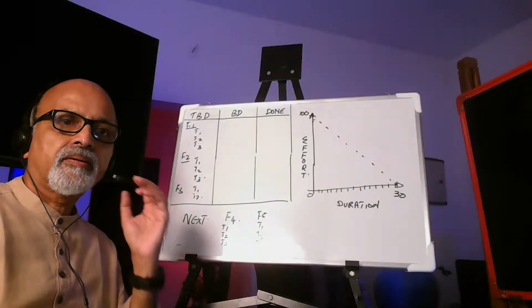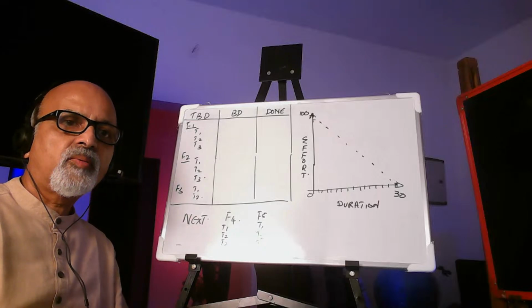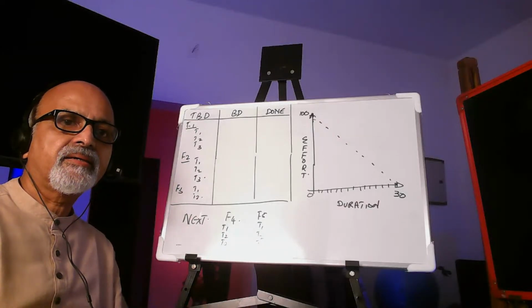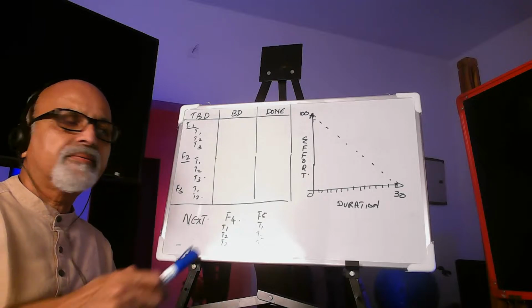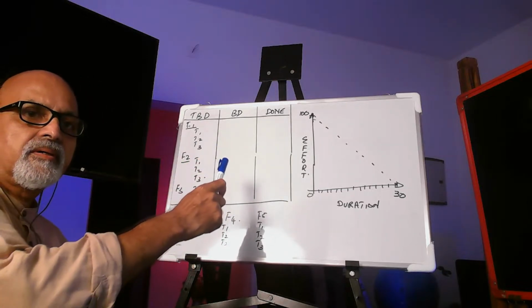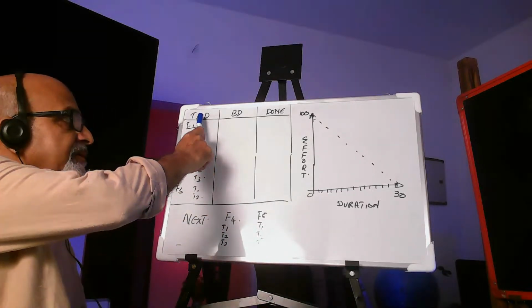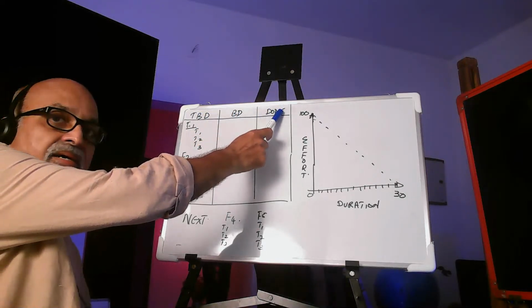Hello. Let us discuss the outputs of the sprint planning meeting. So the primary output is the tracking board. Here we have three columns: to be done, being done, and done.